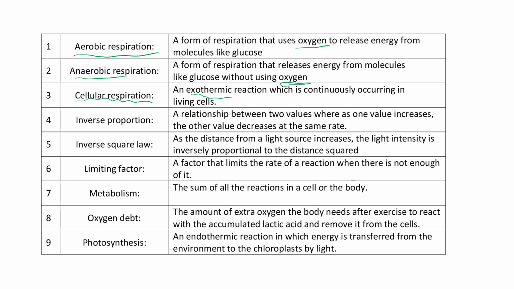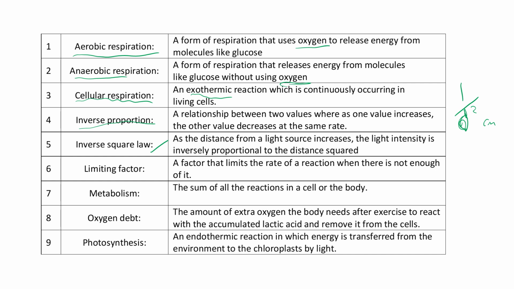The relationship between two values where as one value increases, the other value decreases: inverse proportion. As the distance from a light source increases, the light intensity is inversely proportional to the squared distance. Okay, so that's one of the parts of one of the required practicals, the pondweed one. That is the inverse square law, which is 1 over distance squared, and you need to remember that the distance needs to be in centimeters.